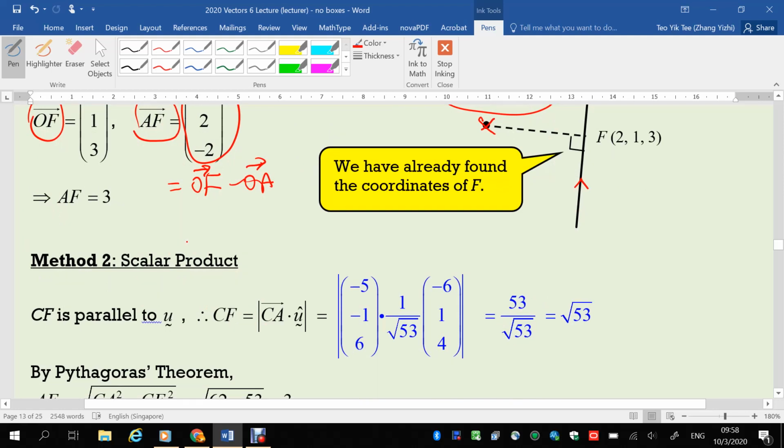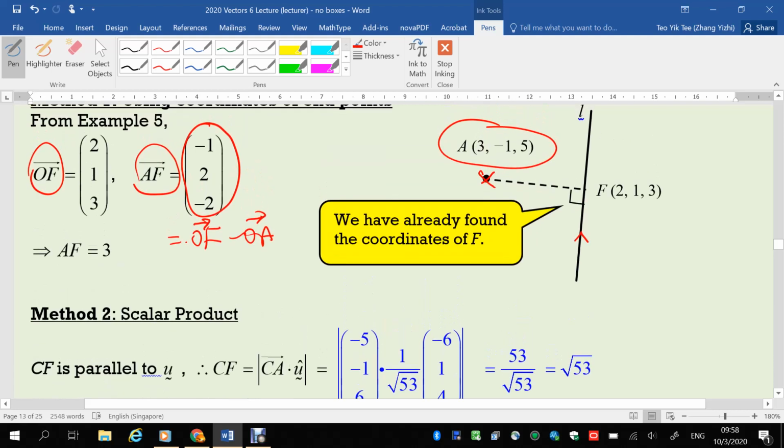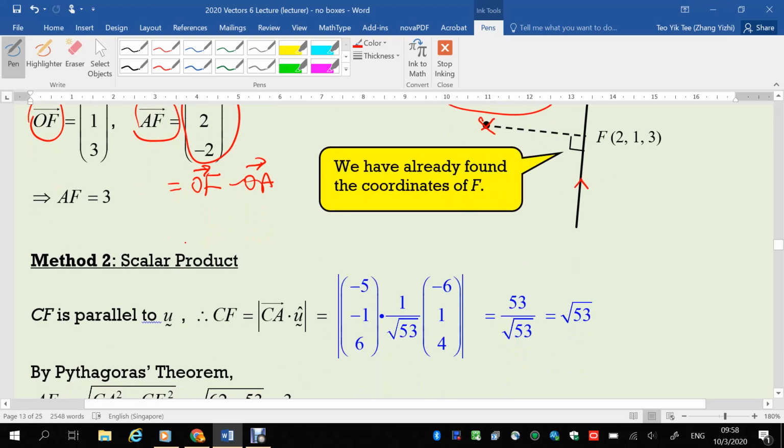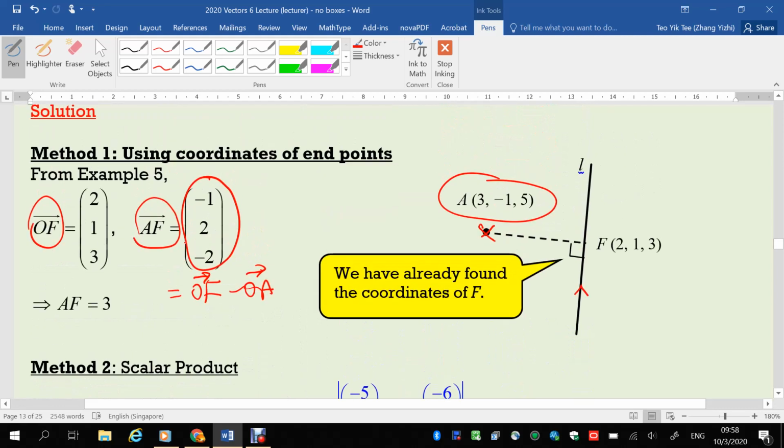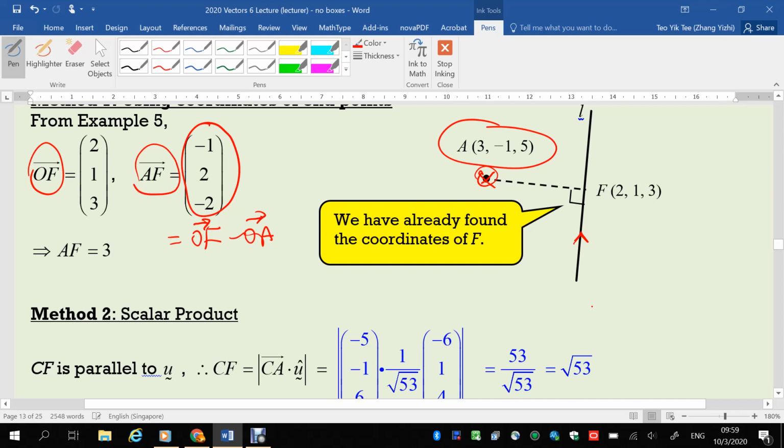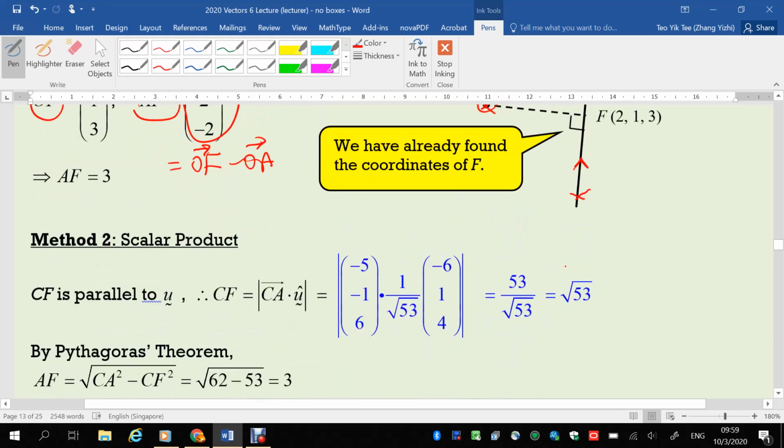Alternatively, if you want to bypass this, meaning I don't even want to find the foot of perpendicular first, can you find the length of AF? You can do this via your dot product, or your length of projection formula. So analyze what you have. You have the point A, you have the line L, and in the line L you have a point. I'm going to call this point C.